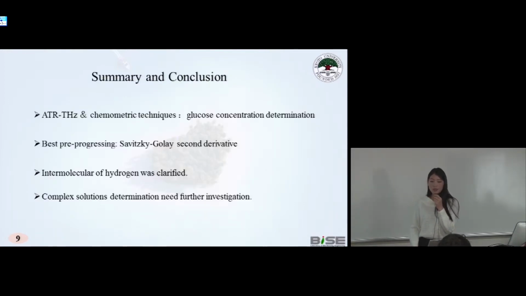And then the summary and conclusion. ATR terahertz together with chemometric techniques was successful for determination of glucose concentration in solution. The best pre-processing method was the SG second derivative. Also, the intermolecular hydrogen bonding was quantified in glucose concentration. Further investigations are necessary for determination in complex solutions.